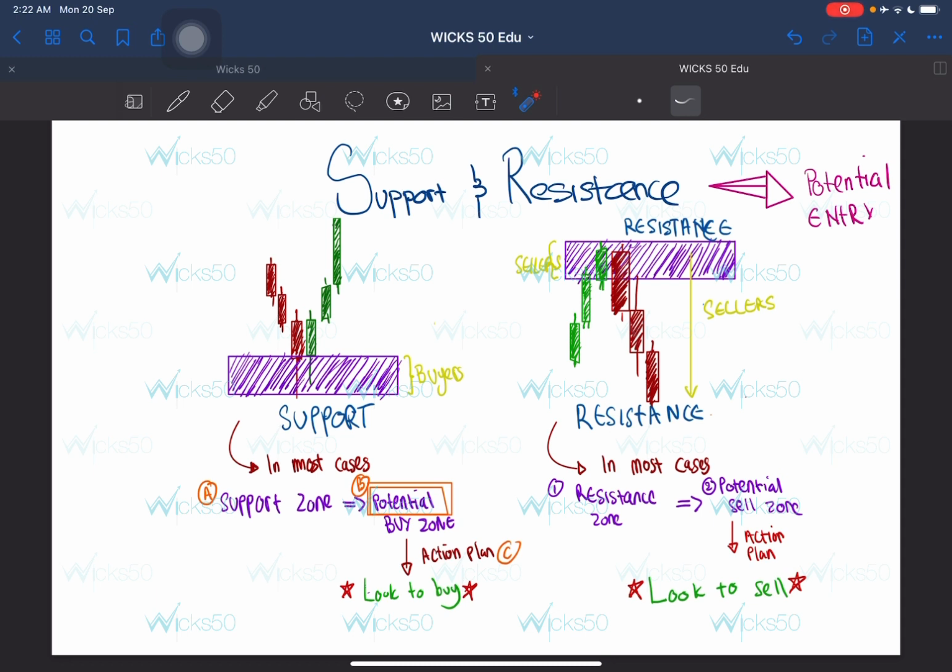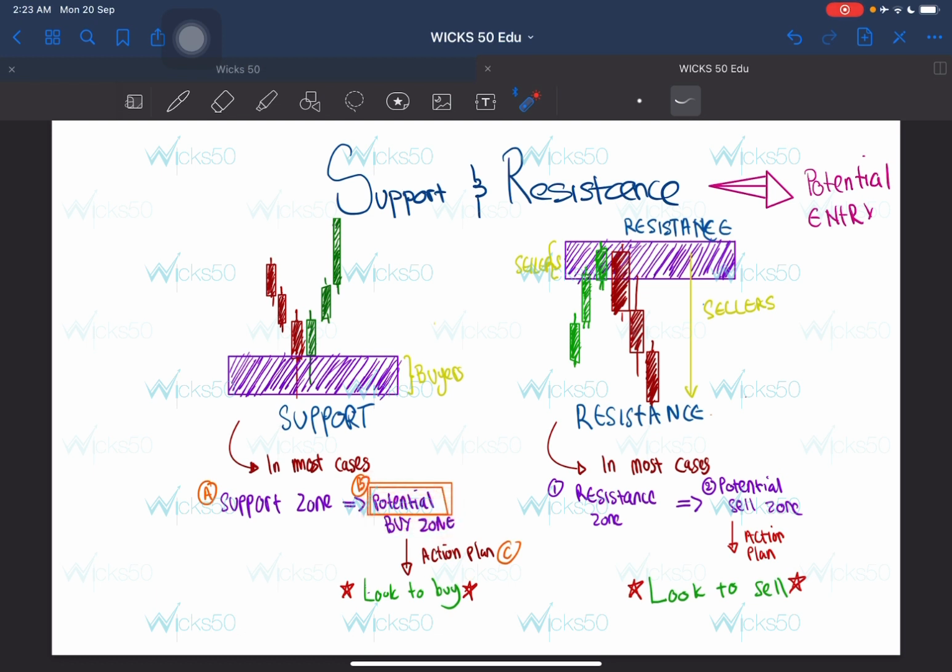So, support and resistance, to put it very quick and simple, support is a place whereby when price is falling down and it hits this particular zone, it is somewhat like a trampoline that bounces the price back up. So this is what we call as a support. And in a support zone, you will see that there will be a huge amount of buyers. In most cases, support zone could be a potential buy zone.